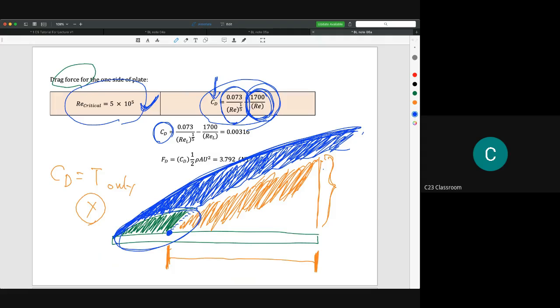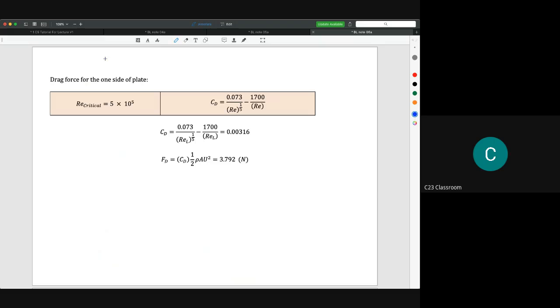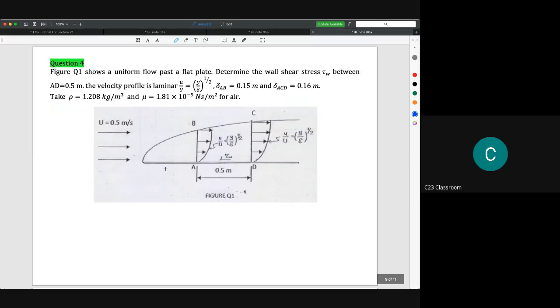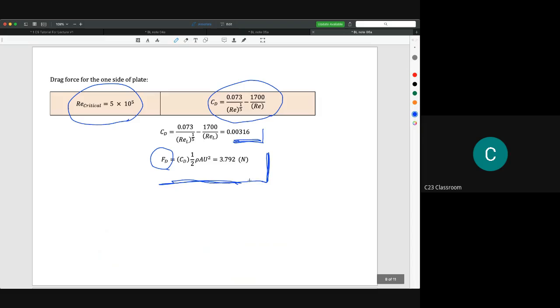Okay, so from this table that I gave you last time, at Reynolds critical 5 times 10 to the power of 5, this is the CD. We use the CD we calculated, which is about 0.00316. We substitute into this equation, and we can calculate the drag force here as 3.792 newtons. So this is the idea of how to calculate when you have both laminar and turbulent.